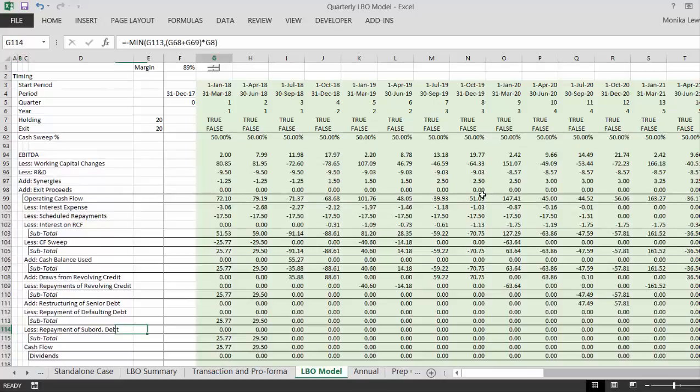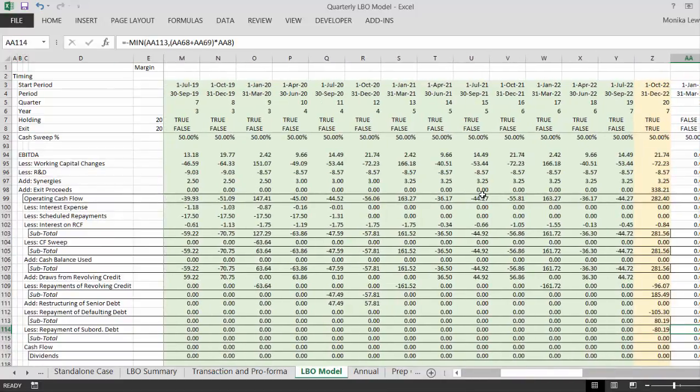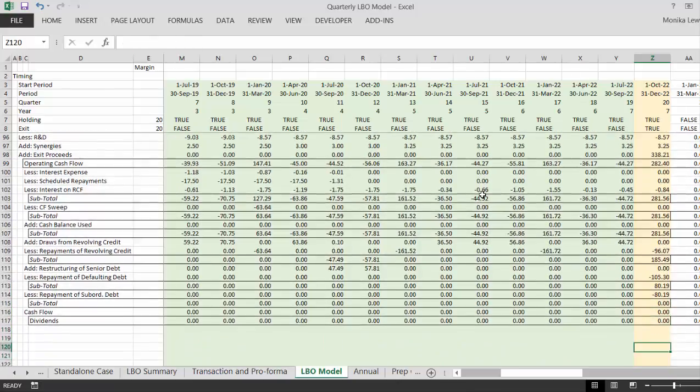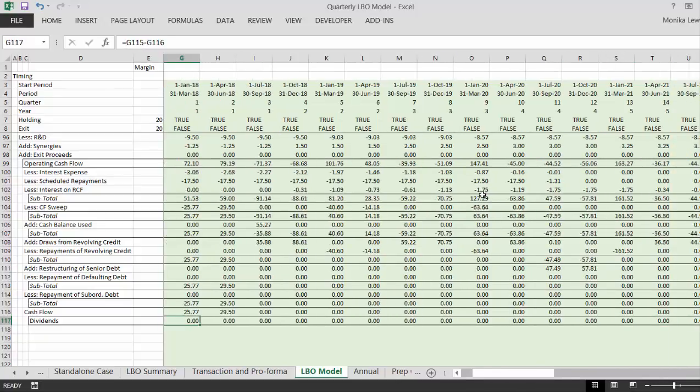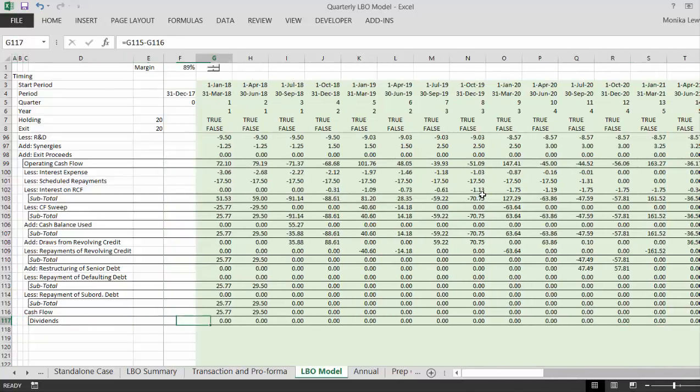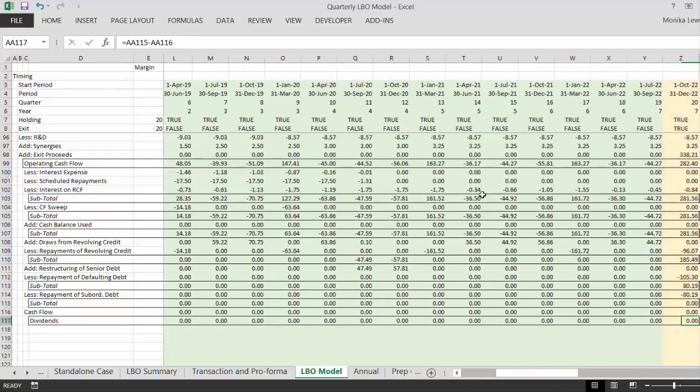Now, finally, we repay the subordinated debt. And this is kind of bad news in this case, because after we've repaid the senior debt, the only thing left over is this little bit of money, and that means there's no money left for dividends. Our equity IRR is going to be infinitely negative. I don't really know how to measure it, okay?